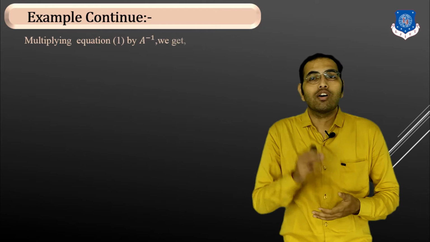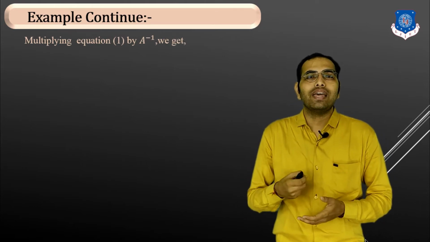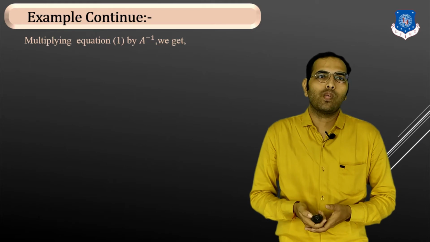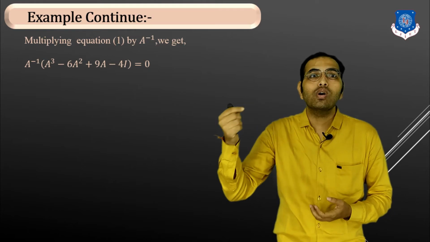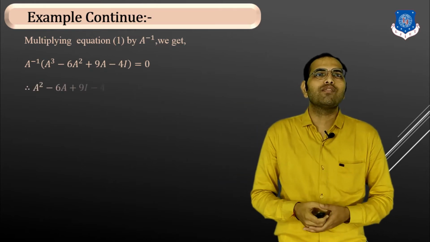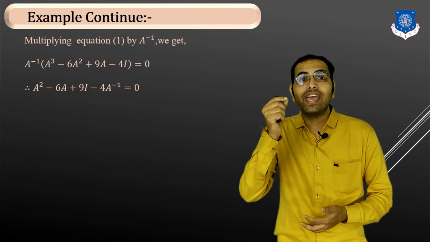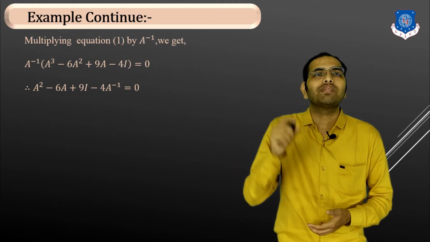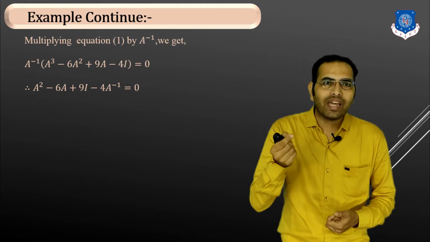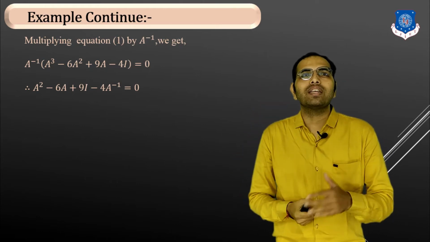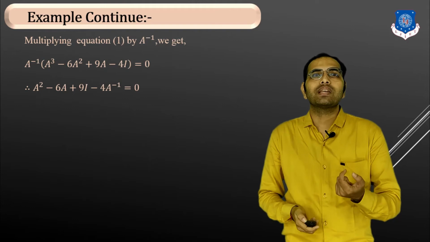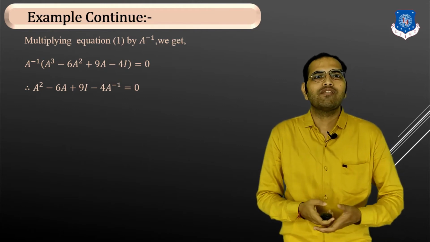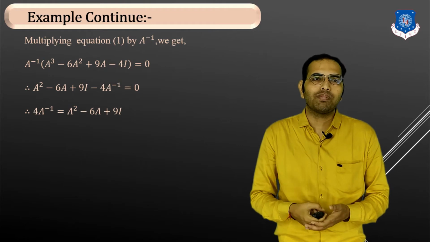Now let's see how to find A inverse. For that, multiplying by A inverse on equation number 1, that is A inverse into A cube minus 6A square plus 9A minus 4I equal to 0, and simplifying, that will give you A square minus 6A plus 9, A into A inverse, that is 1, means identity matrix. Then we can write plus 9I minus I into A inverse, that is minus 4 into A inverse equal to 0. We have to find the A inverse, so making it the subject, that will give you 4 A inverse equal to A square minus 6A plus 9I.